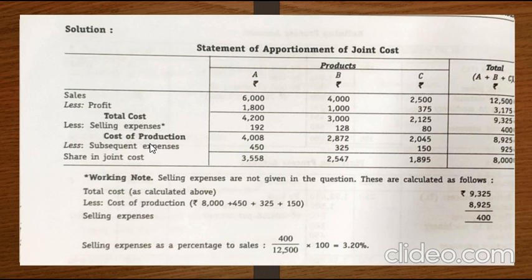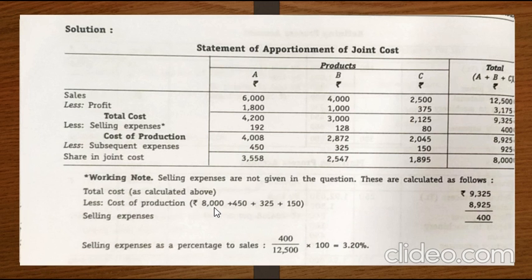Then you will get your initial cost, that is the starting cost which is incurred for the production. So that is the format: sales minus profit, you've got total cost. With total cost, if you minus your selling expense, you will get cost of production. So do we have any information about cost of production in the problem? Yes. So now your total cost as calculated above, you have got the total cost for ABC. What you have got is 9,325. So 9,325 is your total cost.